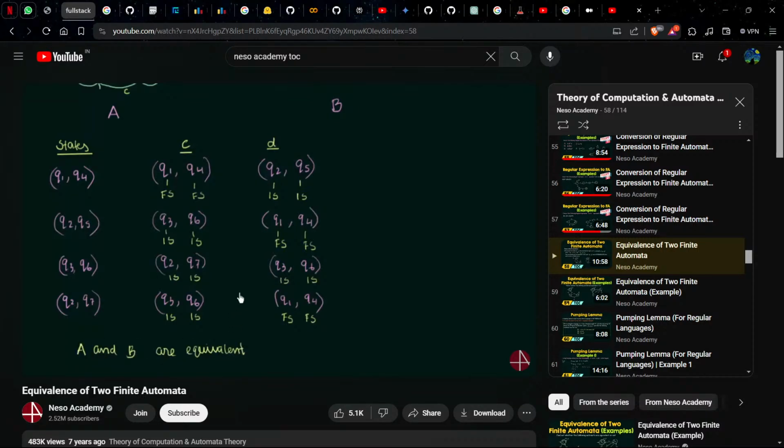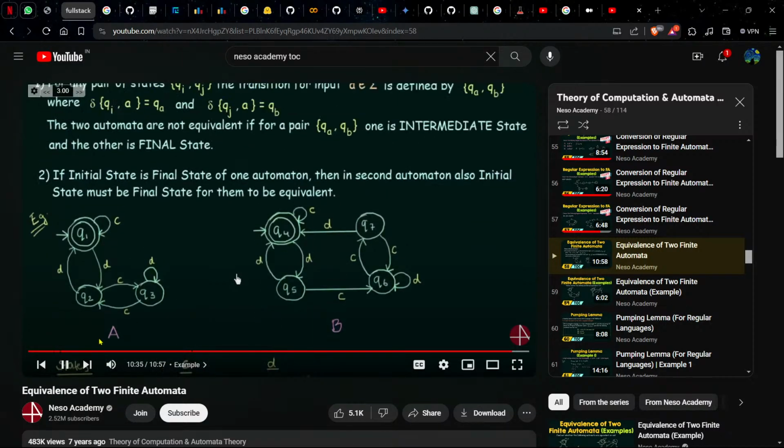Now when you are checking, if you find that in any of the pairs one is a final state and another is an intermediate state, then at that moment you can stop the checking and confirm that they are not equivalent. But from this example, we found that both these automata are equivalent.